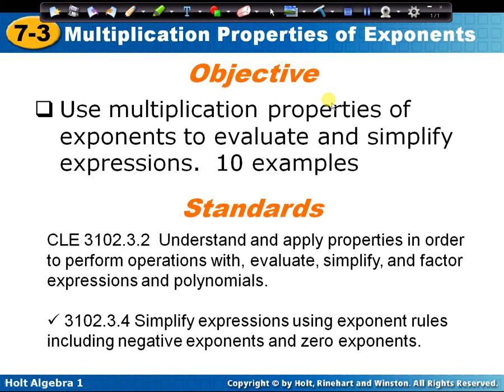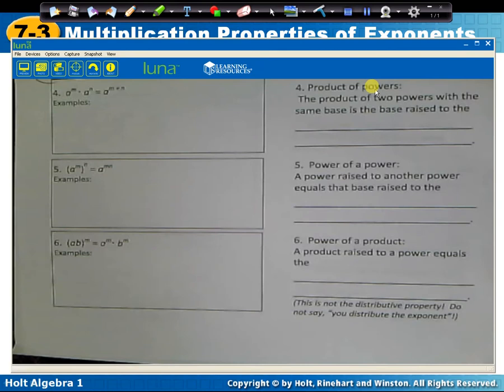Today's lesson is 7-3, multiplication properties of exponents. We're going to use properties of exponents to evaluate and simplify expressions. Okay, the first thing I want you to do is get out your notes sheet, and we're going to go ahead and fill in our definitions and our examples before we move on and look at the examples in the PowerPoint. So the first property that you have is called the product of powers.